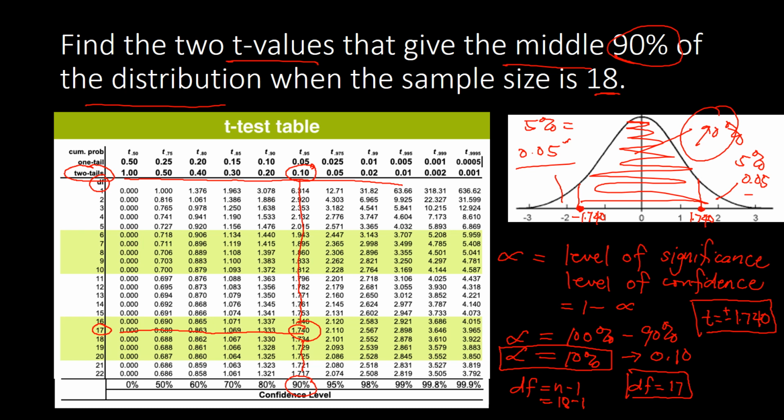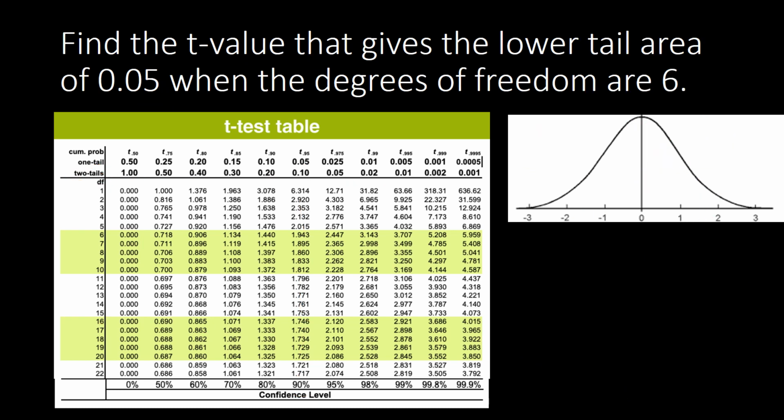Okay, let's now move on to the next problem. So next problem is find the t-value that gives the lower tail area of 0.05 when the degrees of freedom are 6. So again, when we are going to solve for our t-value, we need to know the information.